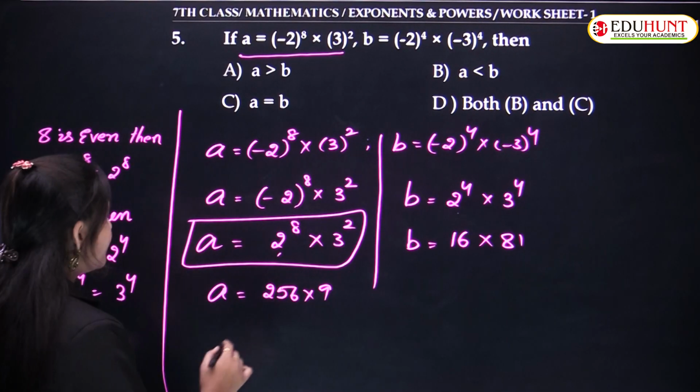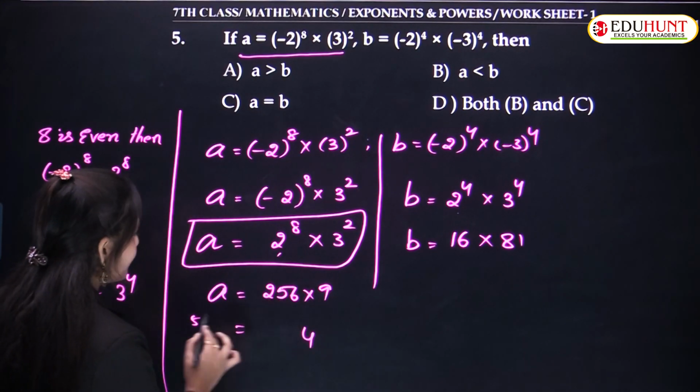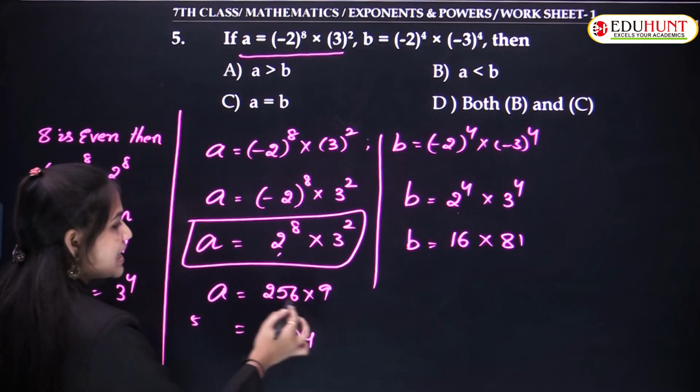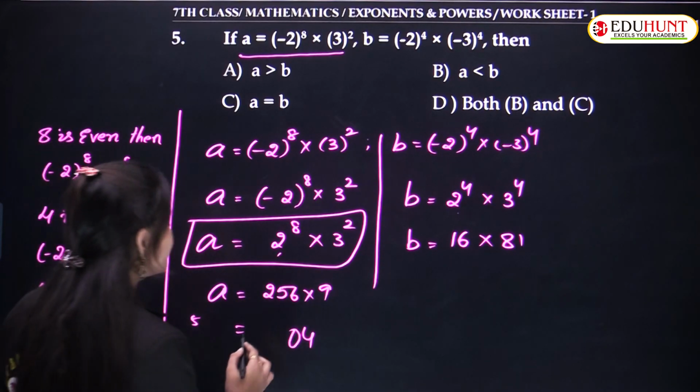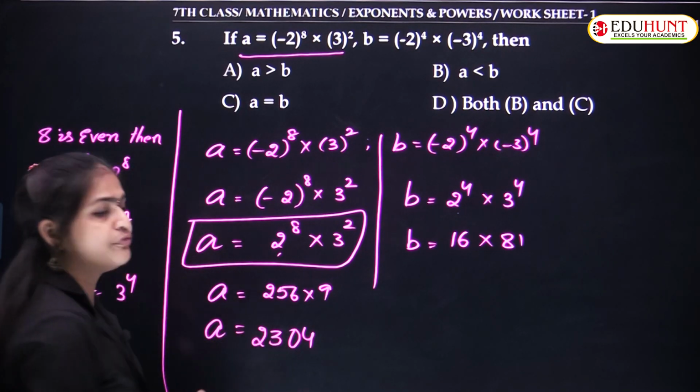Now simplification: 9 6 is 54, 9 5 is 45 plus 5 is 50, 9 2 is 18 plus 5 which is equal to 23, 2304. This is the value of A.